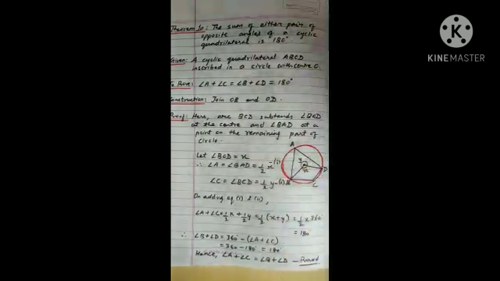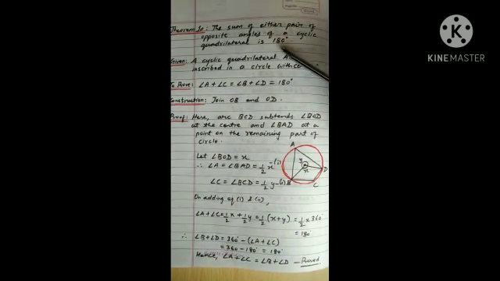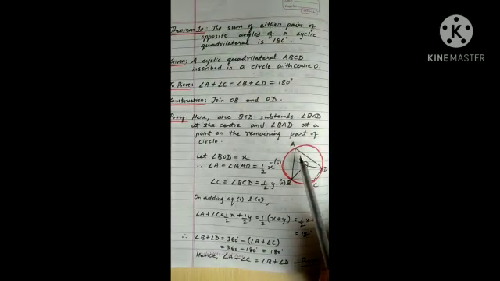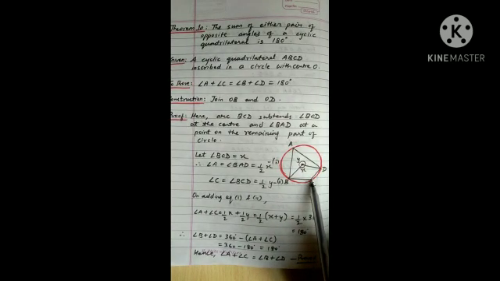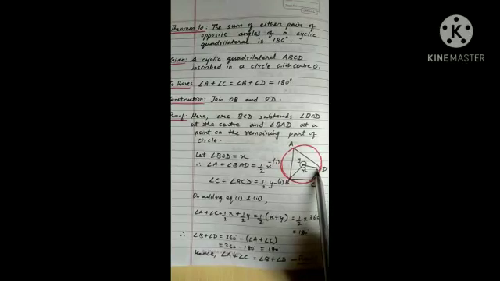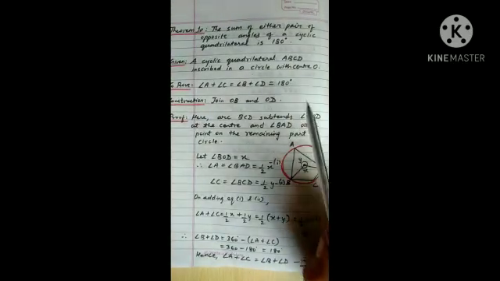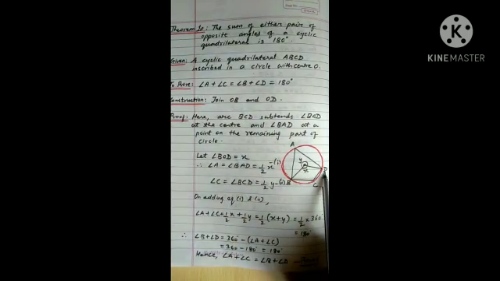Now coming back to the question, we have to prove that opposite angles have a sum of 180 degrees. Opposite angles means angle A plus angle C should be equal to 180 degrees, and angle B plus angle D equals 180 degrees. This we have to prove. We will join OB and OD in the figure. These two are radii.